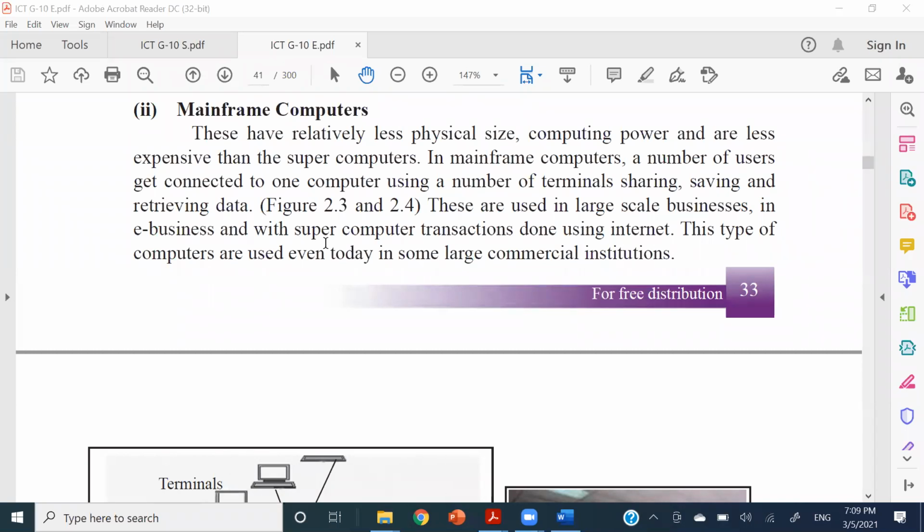So still we are very slow, right? And these mainframe computers, why do we use these mainframe computers? Now supercomputers are focused on one particular thing.